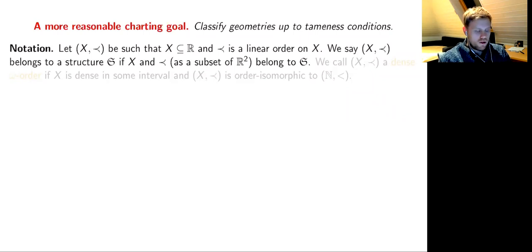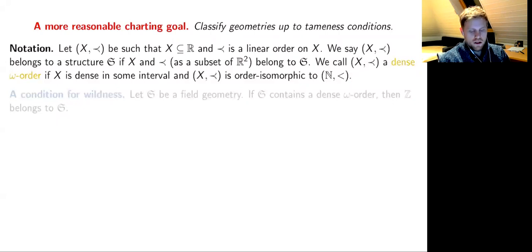And for this talk, what I want to consider is subsets of the line. So you have a subset X of the reals and a linear order on it. We say that this linear order belongs to the structure, or model theorists would say it's definable in that structure, if X and the order, as a subset of the plane, belong to the structure. I don't want to consider just arbitrary ones, but rather special ones. So we call such a linear order a dense omega order if this X, as a subset of R, is dense in some interval, dense in the usual topological sense, and the order is order isomorphic to the naturals. So order type omega, I think, is the fancy word for it.